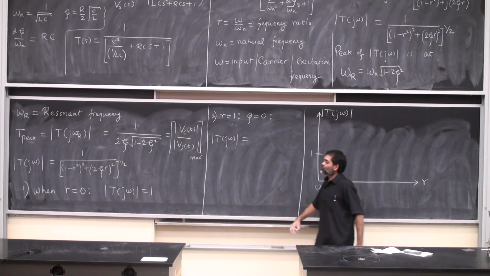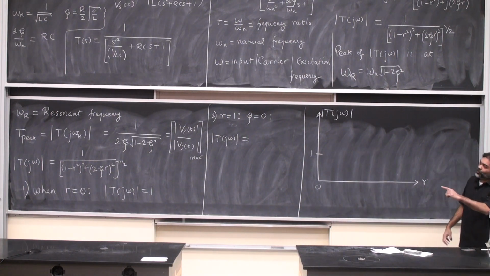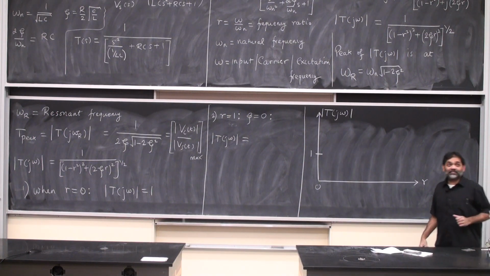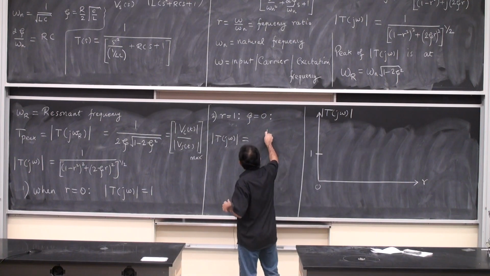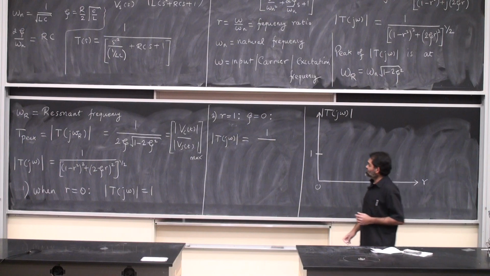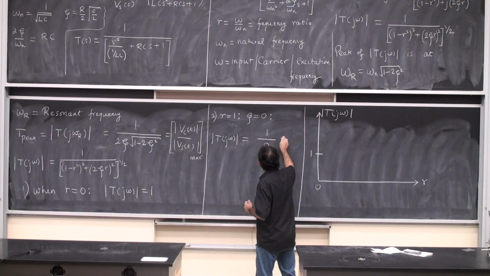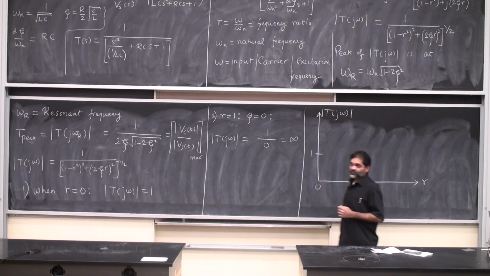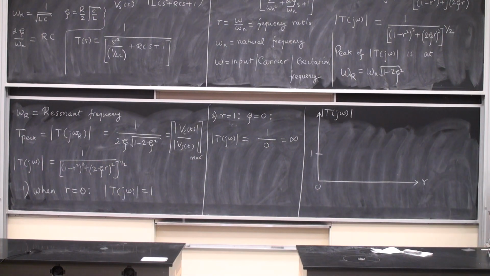What happens to T of j omega? R is equal to 1, so I have 1 minus 1, 0. And then I have zeta is equal to 0. I have 0 as well there. So that becomes infinite. Okay? Becomes infinitely large.